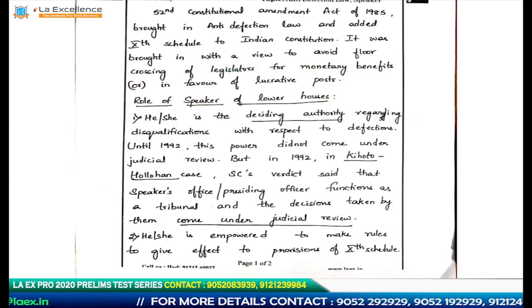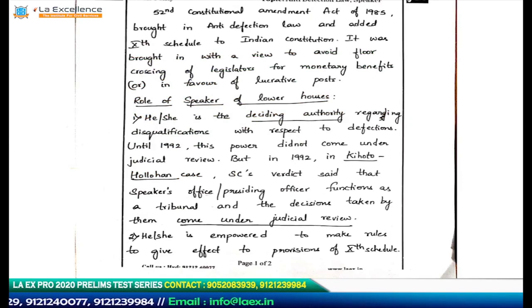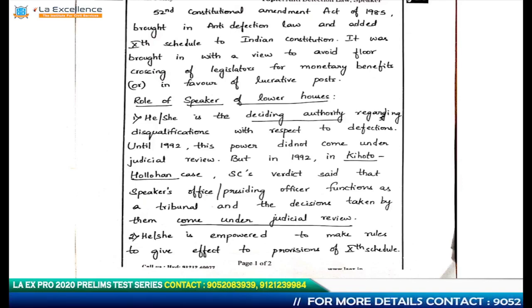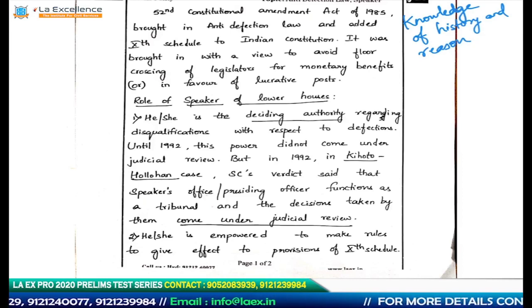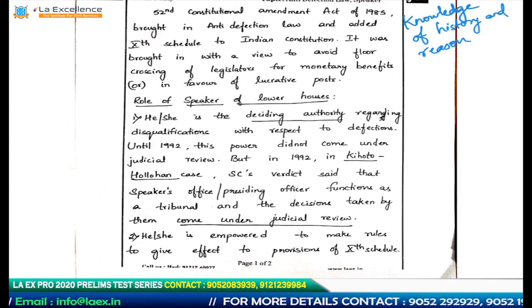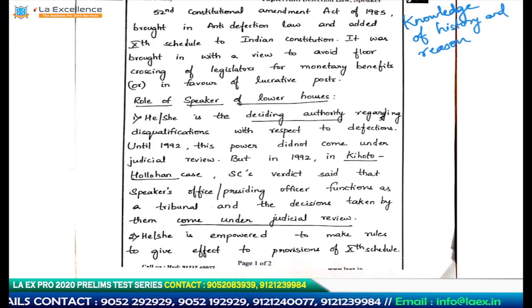This student has written, 52nd Constitutional Amendment Act of 1985 brought in anti-defection law and added 10th schedule to the Indian Constitution. It was brought in with a view to avoid floor crossing of legislators for monetary benefits or in favor of lucrative posts. So here, he is trying to show his knowledge. He has knowledge about when anti-defection law was enacted and what was added to the Constitution because of this Constitutional Amendment Act, and then why this law was passed in the first place. So he is mentioning the history as well as the reason why this law was enacted.